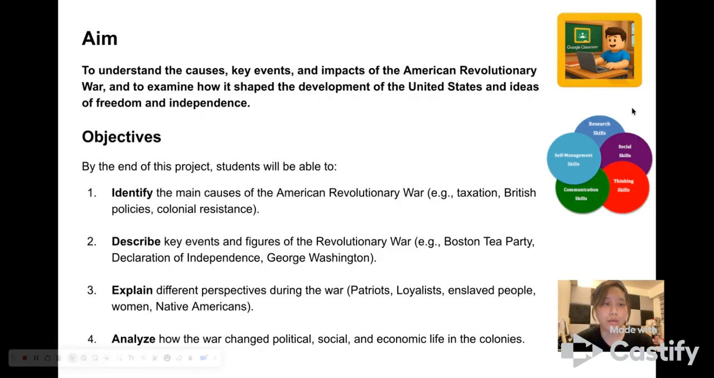Look at the right side, okay? So we have ATL skills. We have self-management, research, social skills, thinking skills, communication skills. Now, I do not think we can achieve all the skills in 4 weeks, but I do think you can try to achieve at least 3 out of here, okay? Can you tell me which one you think you can definitely achieve?